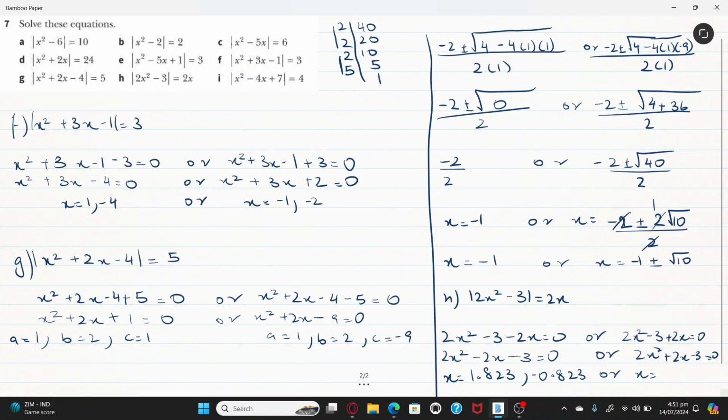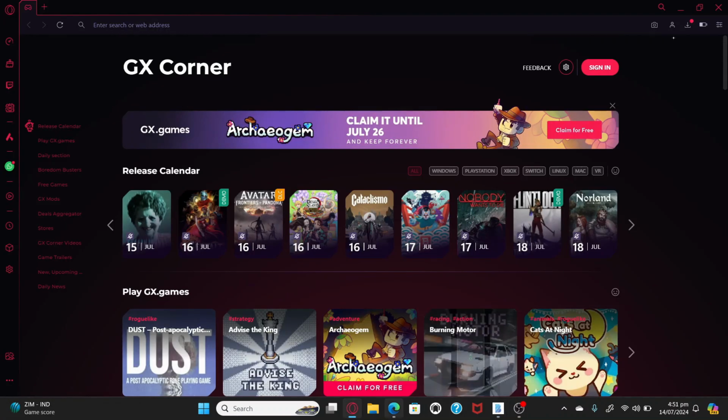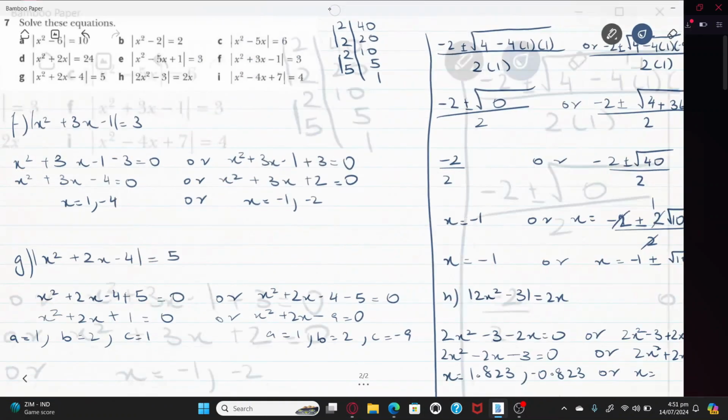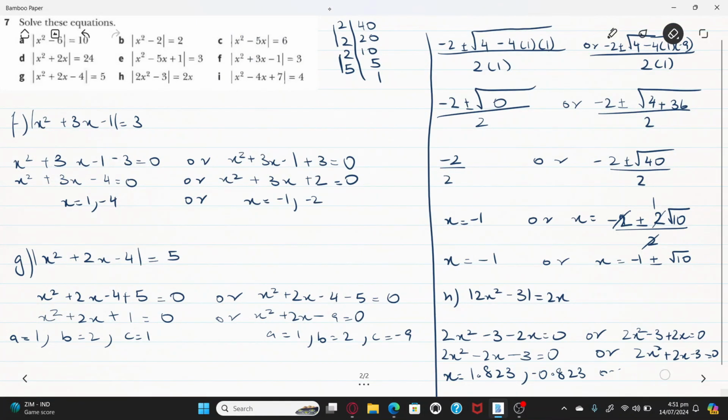Wait a second. I think I've done something wrong right here. 2x squared minus 2x minus 3. 2x squared, yes, I've done something wrong. Plus 2x minus 3. Yes, so I'm really sorry for that. Oops. Again, sorry for that also. So I accidentally put down the values for the other one.